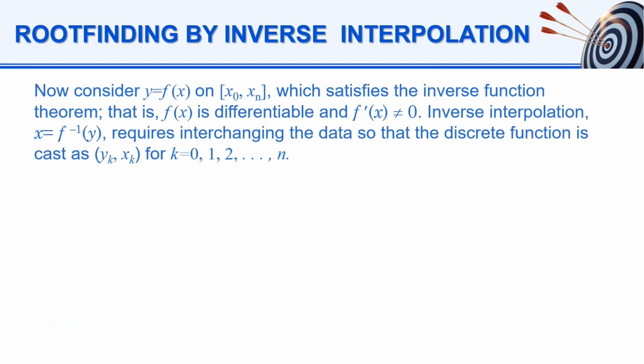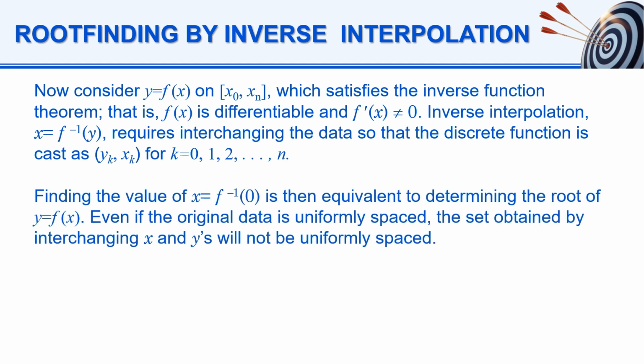Now consider y equals f(x) on an interval from x0 to xn, which satisfies the inverse function theorem. That is, f(x) is differentiable and f prime (x) is not zero. Inverse interpolation requires interchanging the data so that the discrete function is cast as yk and xk pairs for k equals 0 through n. Finding the inverse f for 0 value is then equivalent to determining the root of y equals f(x).